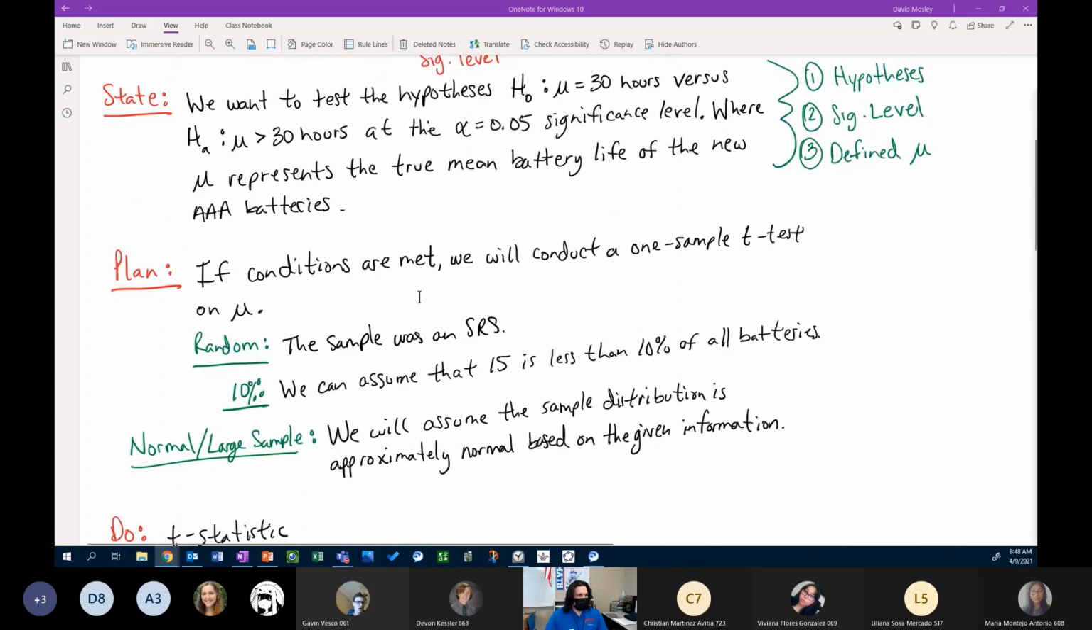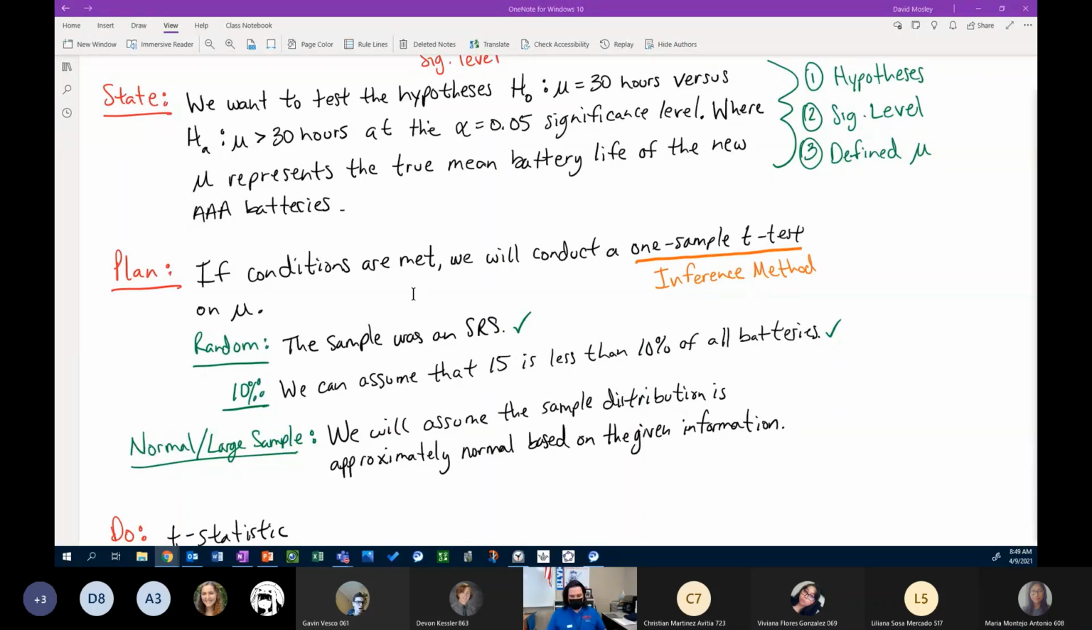So we've stated, now we plan. If conditions are met, we will conduct a one-sample t-test on mu. And again, the one-sample t-test is my inference method. We check the random condition. The sample is an SRS. We were told that. We're good. 10%. We can safely assume that 15 is less than 10% of all the batteries. So we're good there. The normal large sample.